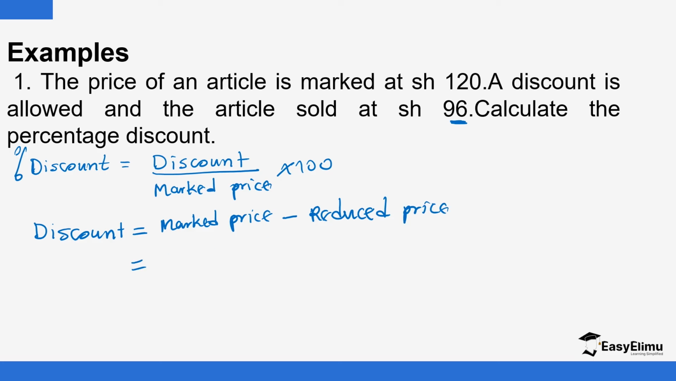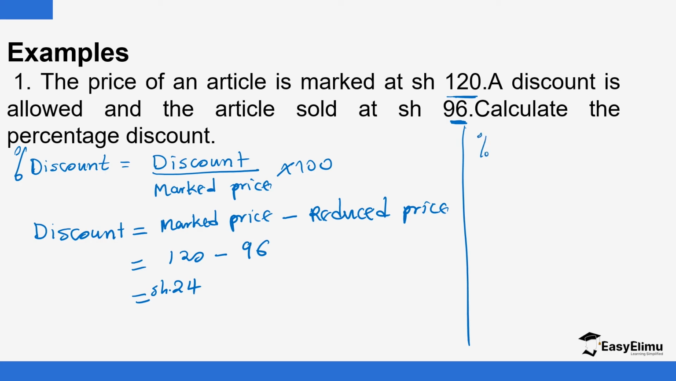So what was the marked price for this article? 120. And they ended up selling it at 96 shillings. So what's the difference? 24. That is the discount allowed. So we want to express the discount as a percentage of the marked price.